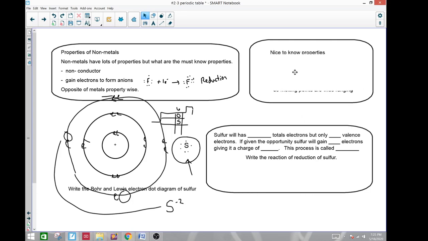Okay, so sulfur has, let's see here, blank total electrons. Let's count up here: 1, 2, 10, 11, 12, 13, 14, 15, 16 electrons. Also has 16 protons if it's neutral. Total electrons 16, but only 6 valence electrons. If given the opportunity, sulfur will gain 2 electrons, giving it a -2 charge. This process is called reduction.